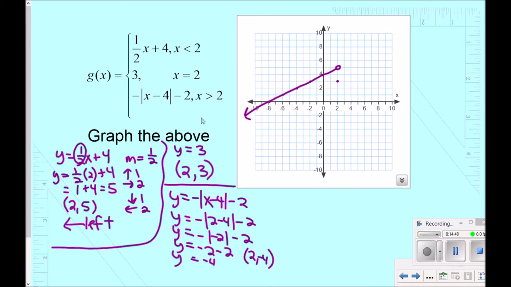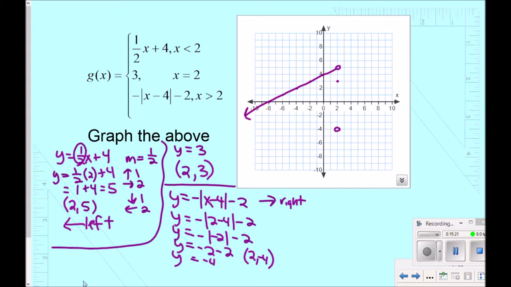And we're looking here, we see greater than, we don't see equals. So I'm going to put an open point at 2, negative 4. From that point, I'm now going to decide which side I need to graph. So greater is to the right. So I'm going to plot to the right, but I'm noticing this time it's not a line. It's going to be an absolute value graph.